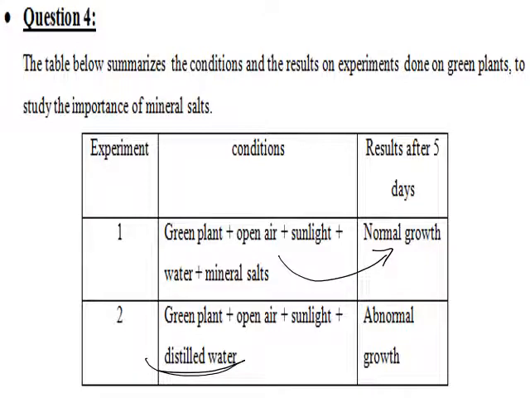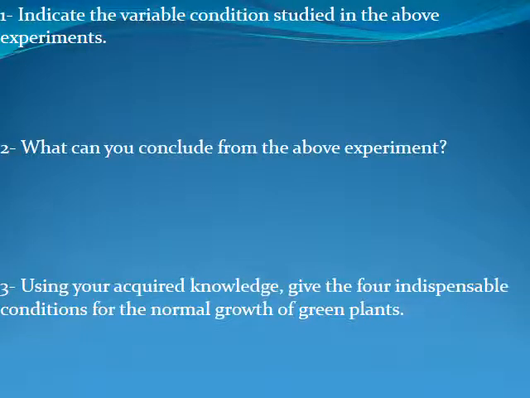Moving to first question. Indicate the variable condition studied in the above experiment. What is the variable one between these two experiments? The first experiment contained a green plant, the second also. The first is in open air, the second also. The first is exposed to sunlight, the second also. The difference is between water and mineral salt in the first, and in the second we have distilled water, meaning we don't have minerals.